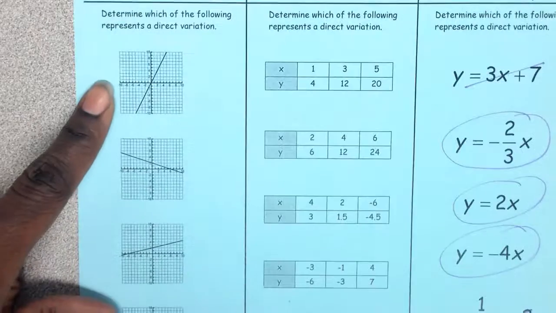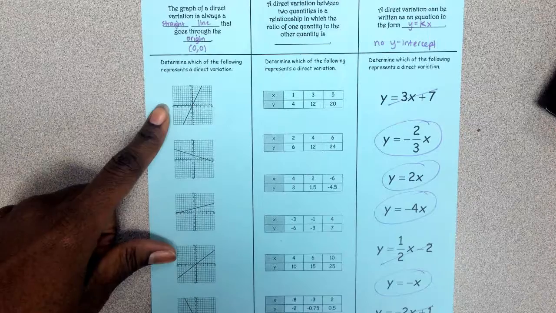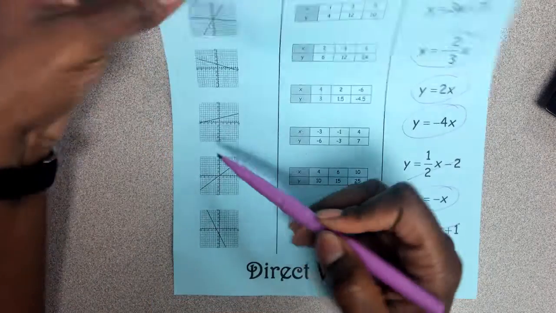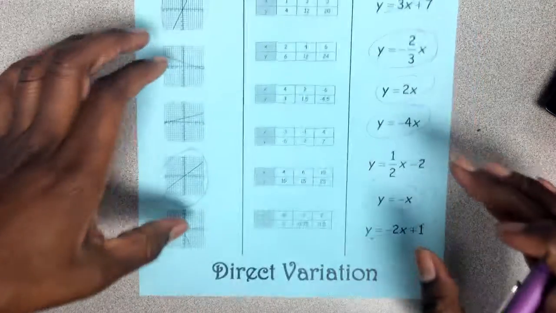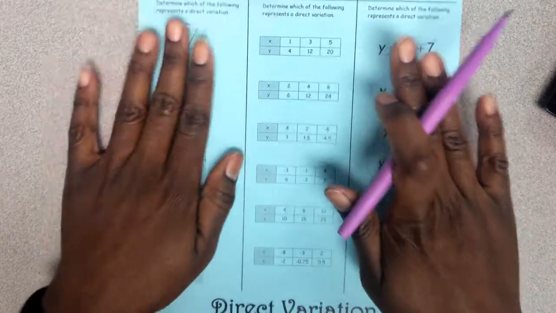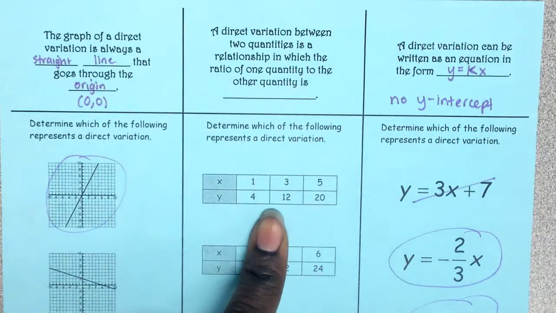So how many graphs over here represent direct variation? Only one? Nope. 2, nope. Okay, yes, there are only 2 graphs that represent direct variation. So the graphs and the equations are pretty simple. It's these that you do have to do a little bit of work. As long as you know how to divide, you're going to be able to do this.